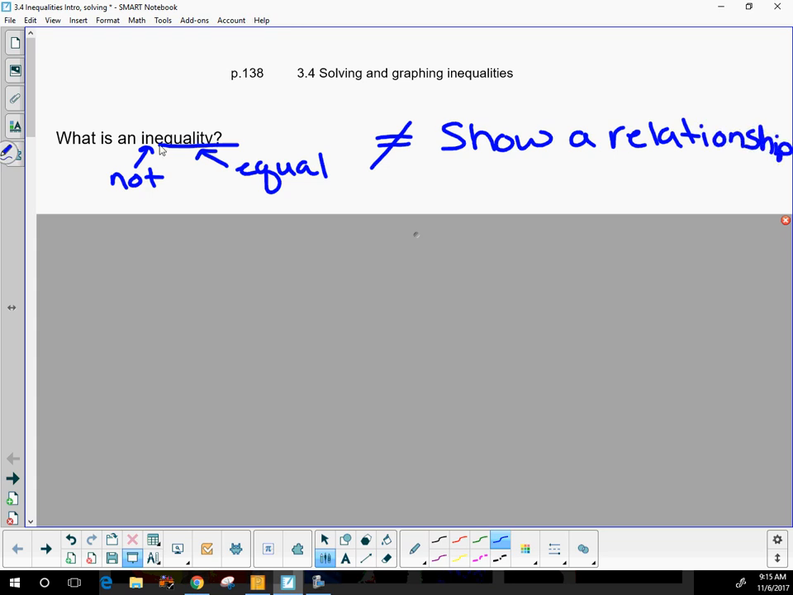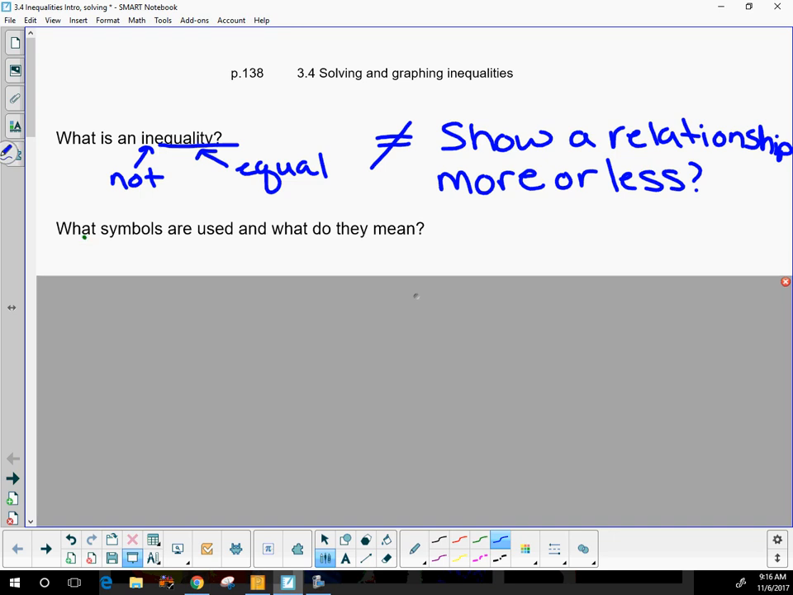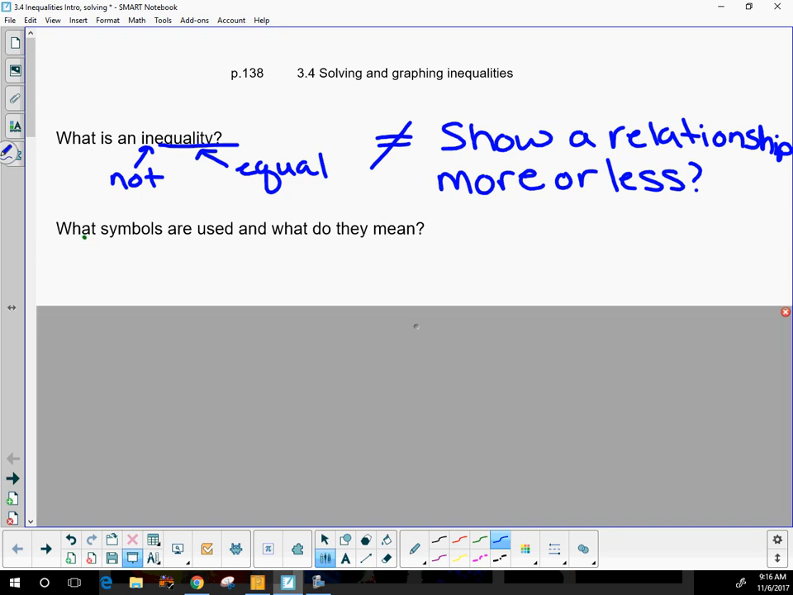They show if it's greater than or less than. Is one more or less? That's what it'll show you. So think about what symbols are used for inequalities and what do they mean. We have this sign, which means greater than. I think you're starting to remember these. You know the next one is less than.